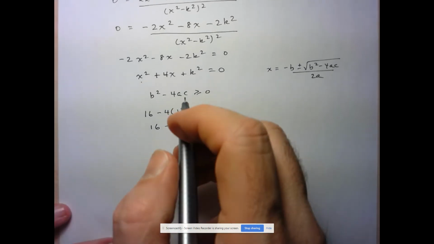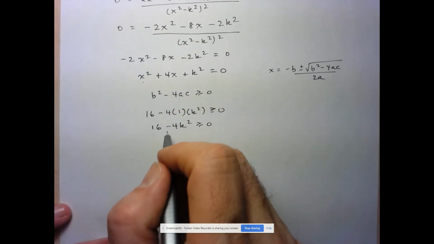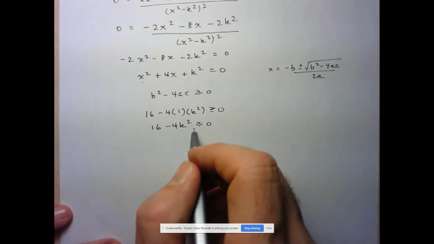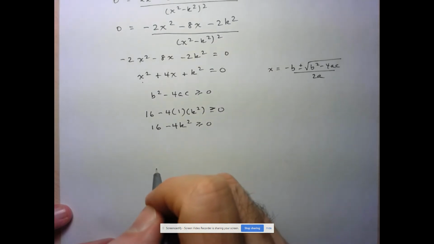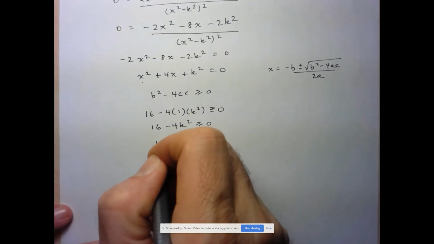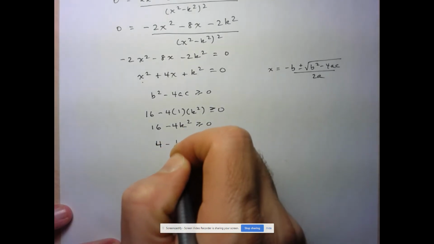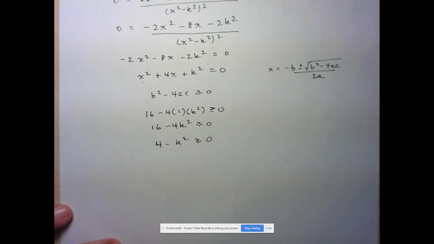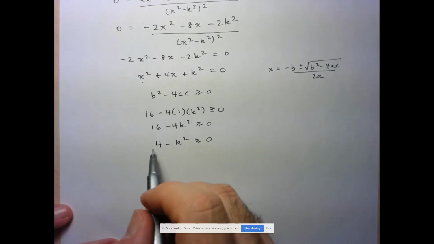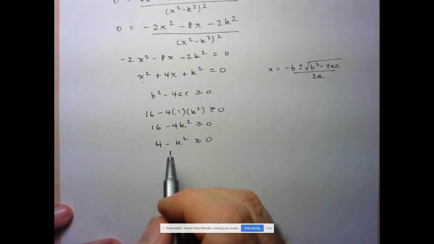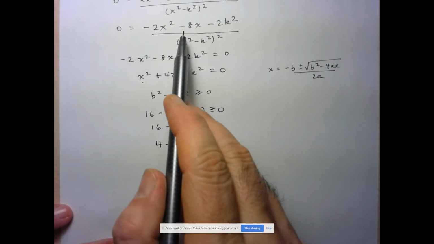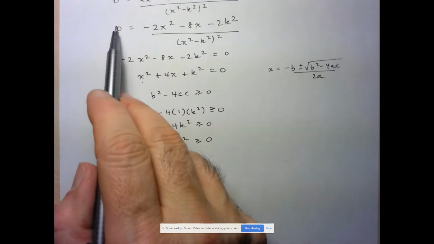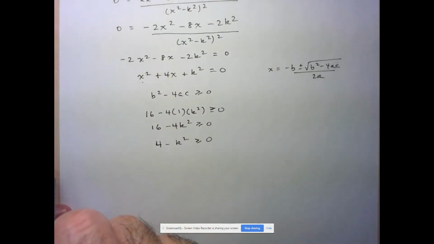We can simplify our lives by dividing both sides by 4. As long as we're dividing by a positive 4, the inequality won't change. So we've got 4 minus k squared has to be greater than or equal to 0. Any k values which satisfy this inequality will give us x-intercepts of the first derivative, in other words, critical points.